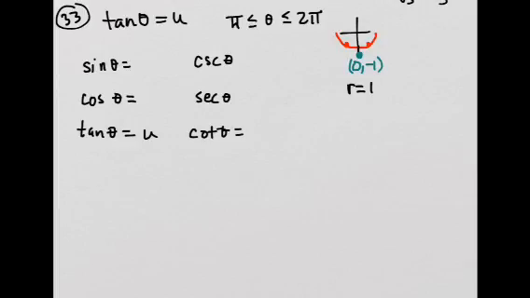So 33, tangent theta is undefined. That happens at 270 degrees, so we'll use the point 0, negative 1, so r is 1. So sine theta is negative 1. Cosine theta is 0, because 0 over r. And then you just take the reciprocals, and this would be 0.